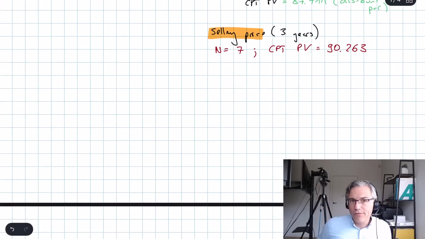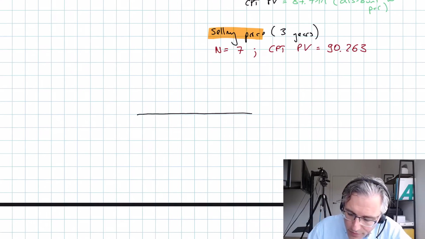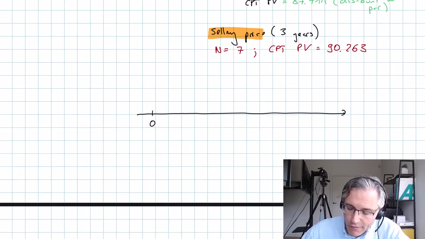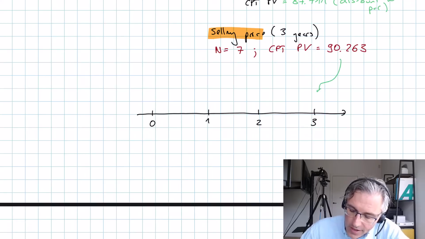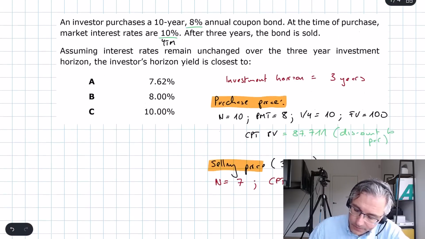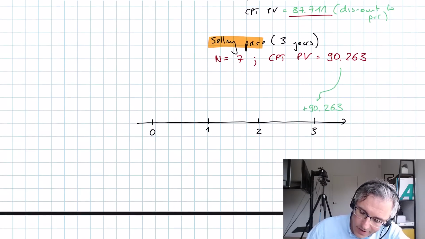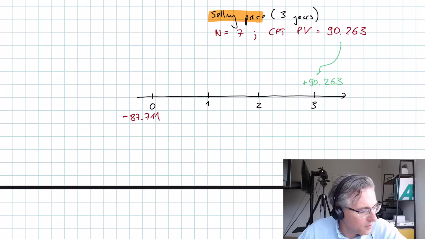Now, let's use this information to plot things on a timeline. We're going to draw quite a few timelines in this video, but really just to prove some points. Later on, we won't be doing so many of these illustrations. So over here is time 0, end of year 1, end of year 2, end of year 3, when the bond is sold, and I don't care about any other further dates. So over here, the bond gets sold for a cash inflow of 90.263, and of course it was originally purchased, sorry, where was the price? Okay, here, 87.711. That was the purchase price, 87.711 at what I've designated to be time 0.